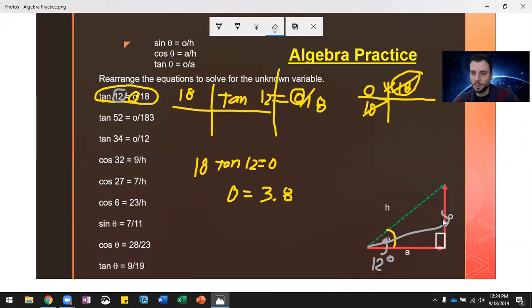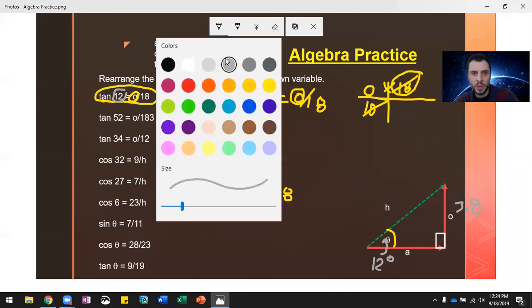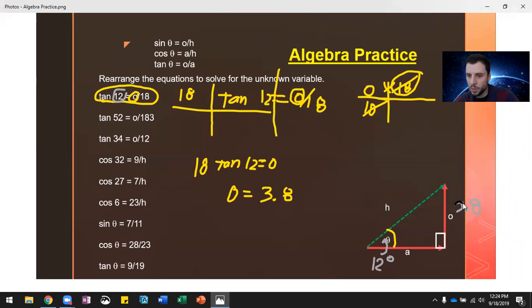So that is 3.8. We don't have any units right now, but it could be 3.8 meters. It could be 3.8 feet. It could be 3.8 meters per second. I'm just not getting any good contrasting color. This one might be a little bit better. 3.8. There we go. It's a little bit better. 3.8.